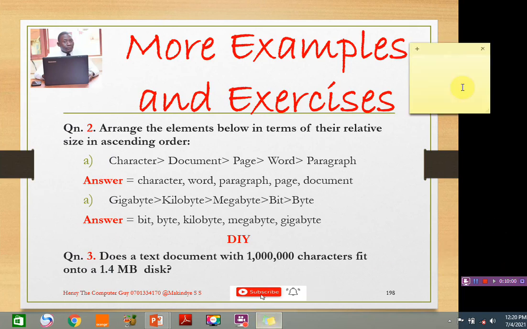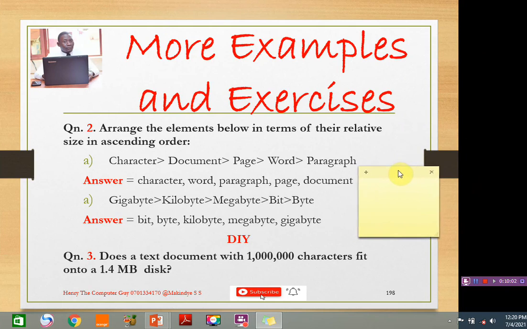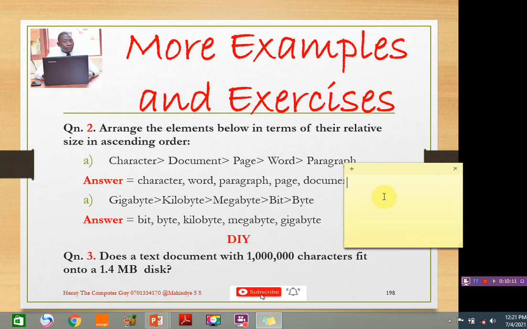and write something down. They have given us, actually let me make it somehow bigger, 1 million characters. Let's write it there.